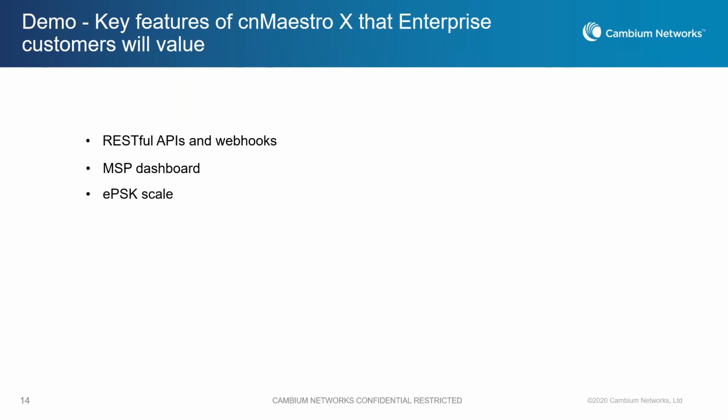Then the ePSK scale. ePSK, as you know, is a unique PSK for a group of devices or a specific device in a WLAN. The scale has been increased to 1024 ePSKs per access point.